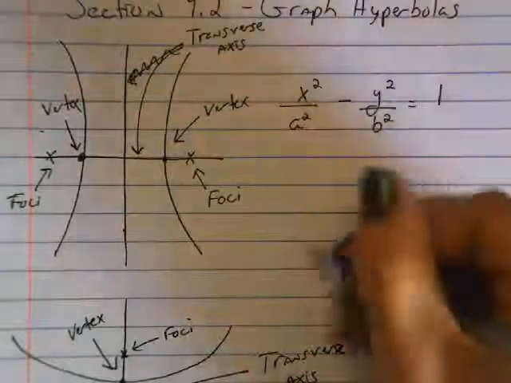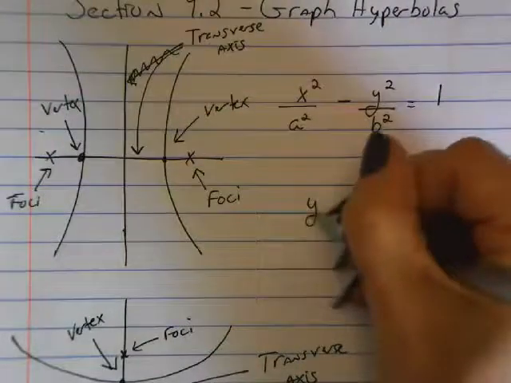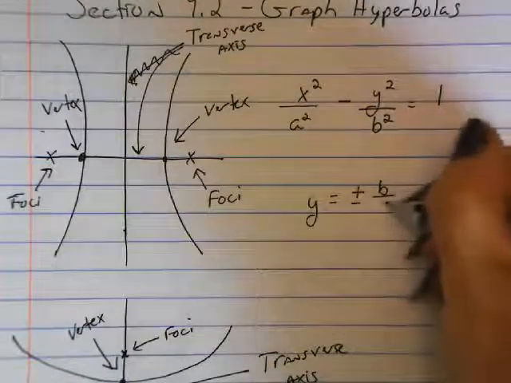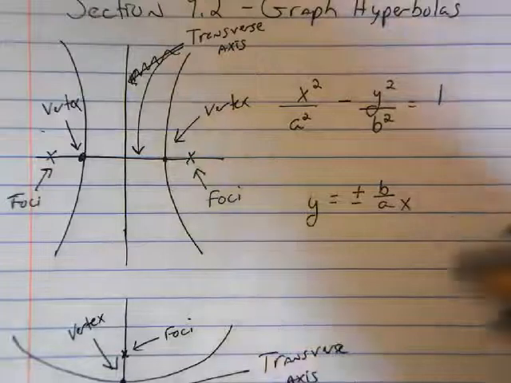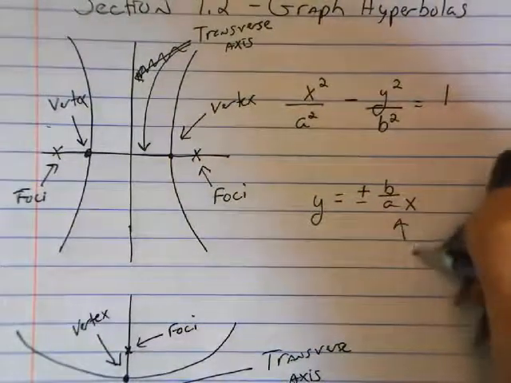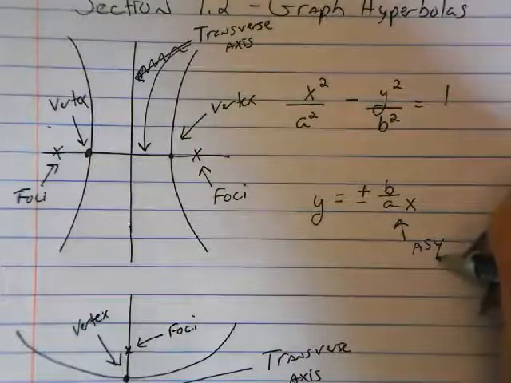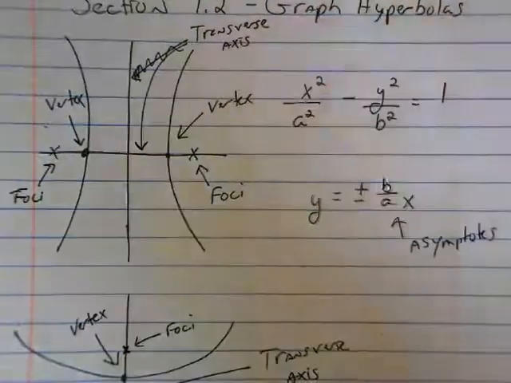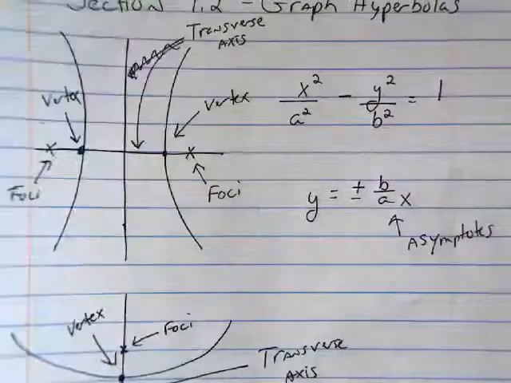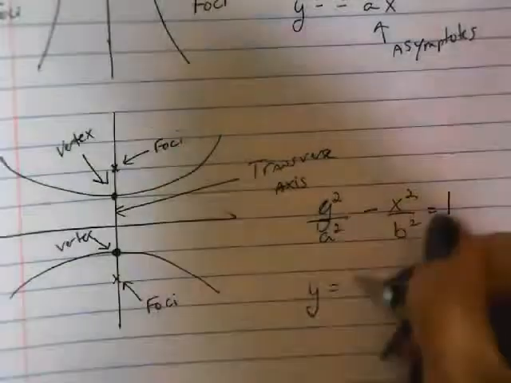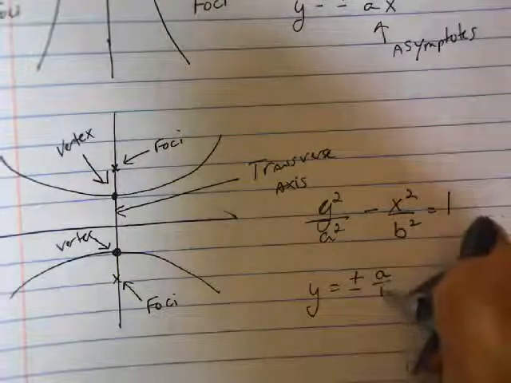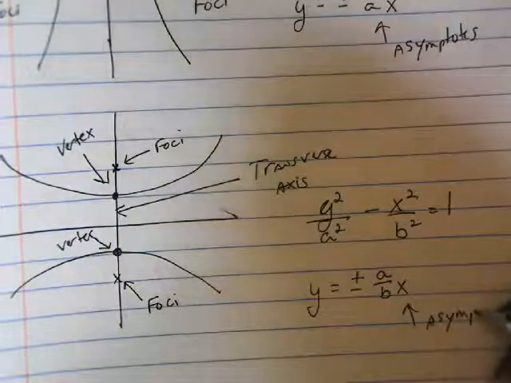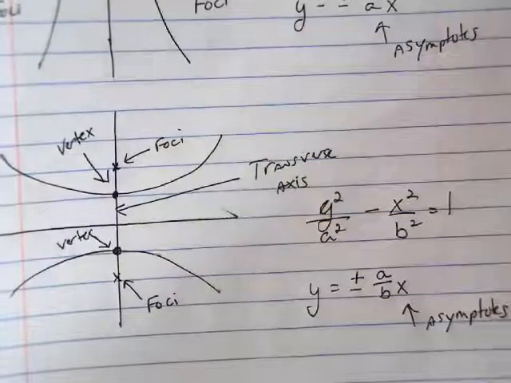I want to add one more thing. y is equal to plus or minus b over a x. This will give you your asymptotes. So in our other one, it would be y is equal to plus or minus a over b x. Alrighty?